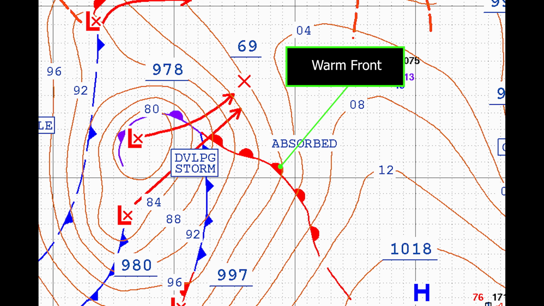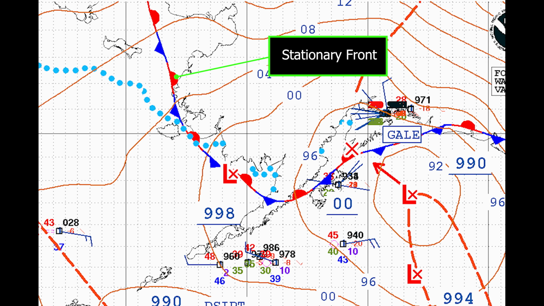Now, let's look at a warm front. This marks the boundary where a warmer air mass advances. Like cold fronts, warm fronts have strong temperature and moisture gradients. In the northern hemisphere, winds ahead of a warm front come from the southeast, shifting to the southwest after it passes.